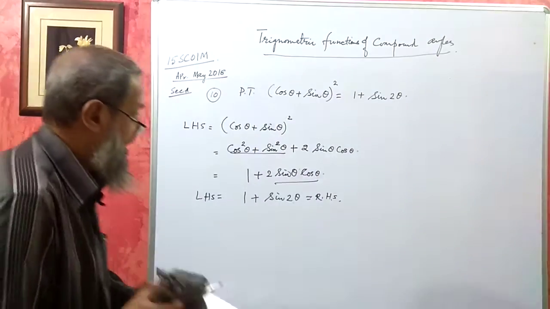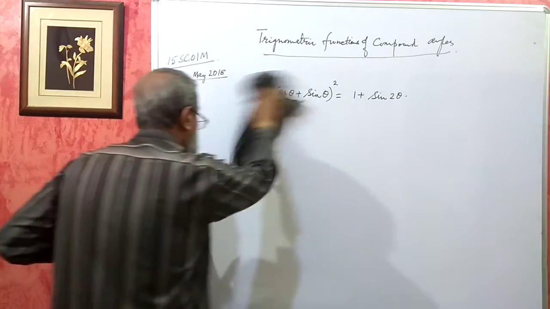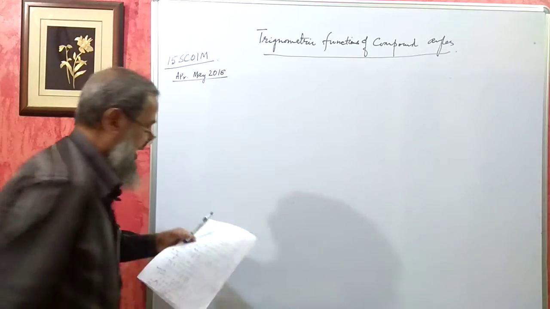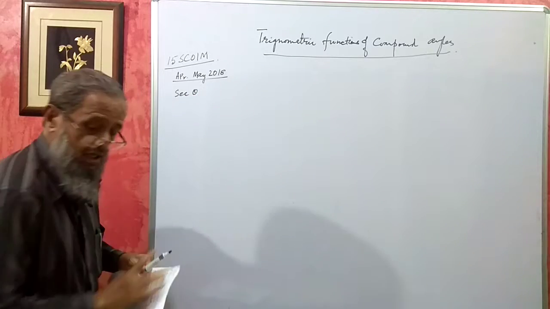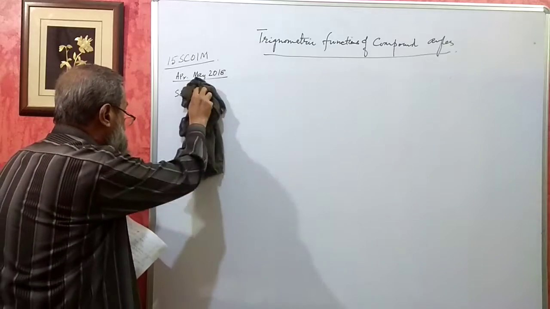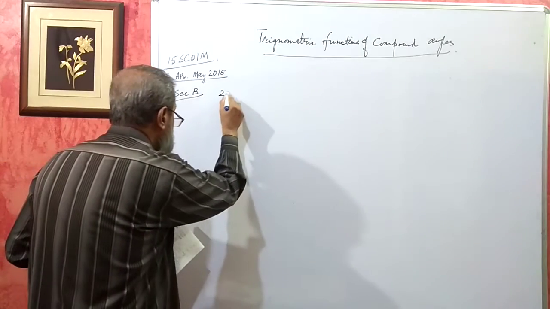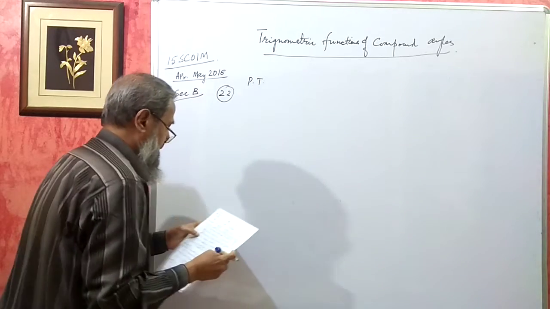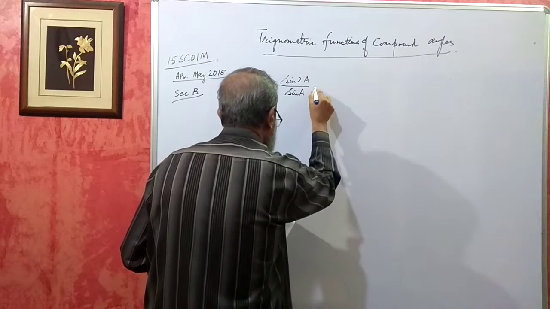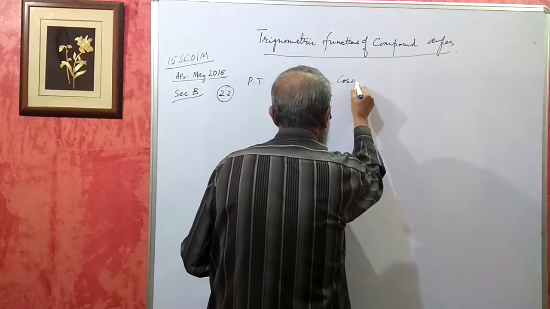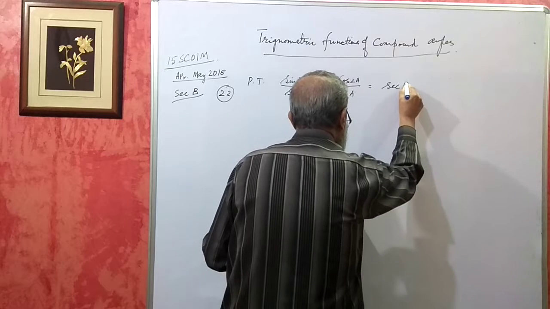Next, we will take up some more problems. In the same paper, 2018, section B, these are 5 marks questions. Section B, question number 22. Prove that sine 2a by sine a minus cos 2a by cos a is equal to secant a.